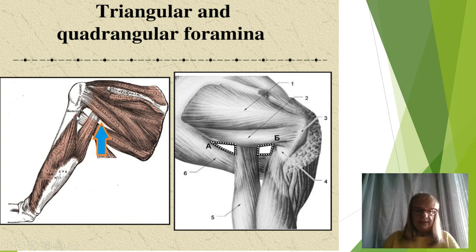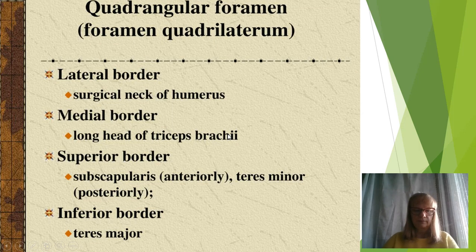So the inferior border for both structures, for both openings, is the teres major. And the upper border for both structures, more posteriorly we have the teres minor, and anteriorly will be the subscapular muscle. So there you see the text about the borders of the quadrilaterum foramen.